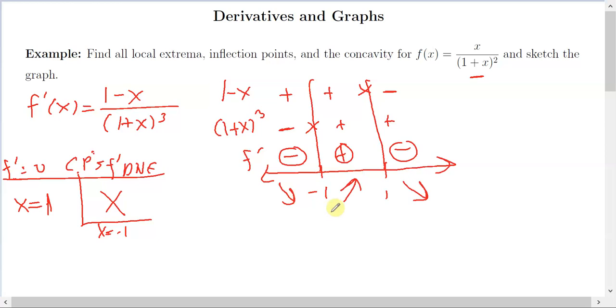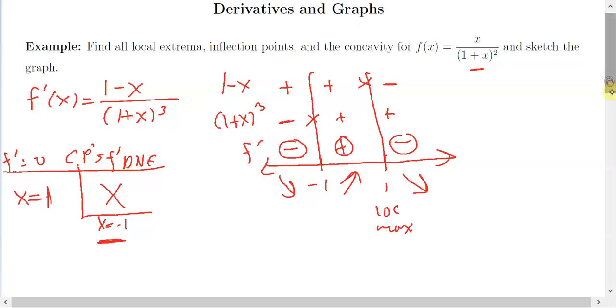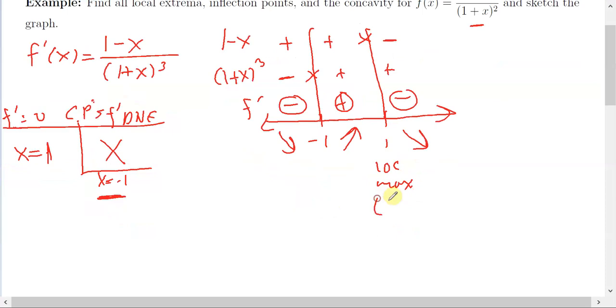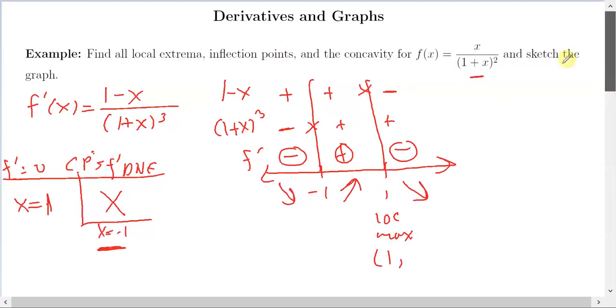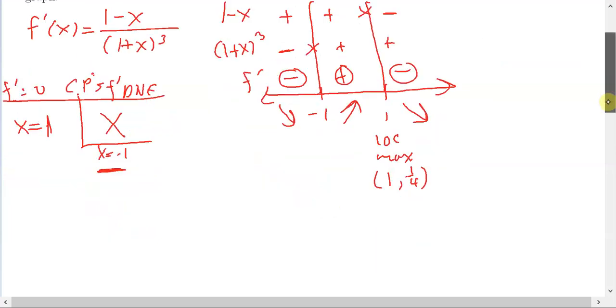This looks like it's a local minimum, but since this isn't a critical point, the first derivative test does not apply to it. We can only apply the first derivative test to critical points. It is an important point, but it's not a critical point. And x equals 1, we can see, is a local maximum. That's all I get. It happens at 1. If I put 1 in here, I get 1 over 1 plus 1, which is 2, so 1/4. So it's a local maximum at that point.